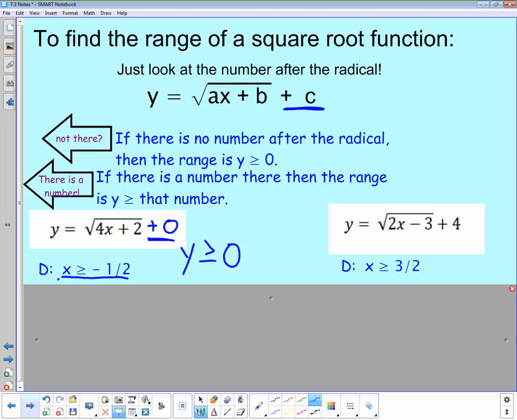If we look at our second function here, we'll notice that we have the domain that we found, x is greater than or equal to 3/2. But we do have a number, we have plus 4. So as stated above, if there is a number, then the range is y is greater than or equal to that number. So our range is y is greater than or equal to our number here, so 4.